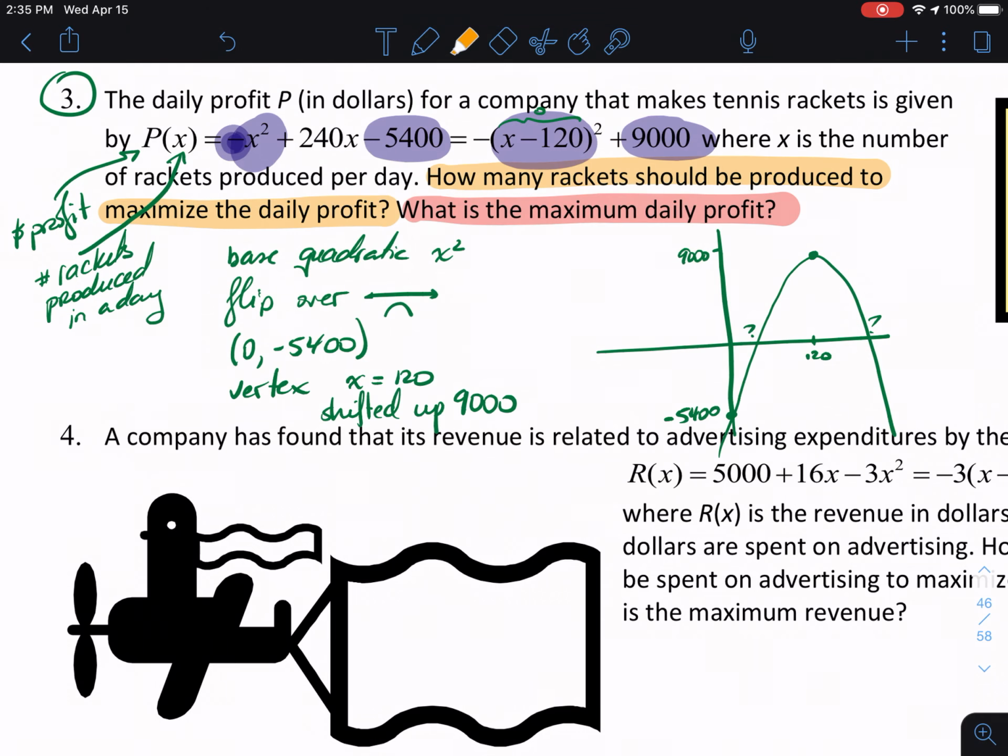So what we're looking for is this point and how many rackets, right? And then what is that maximum daily profit? Well, at this point, it's this much. So we should be making 120 rackets per day for a maximum profit of $9,000.